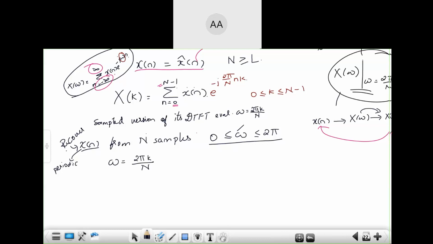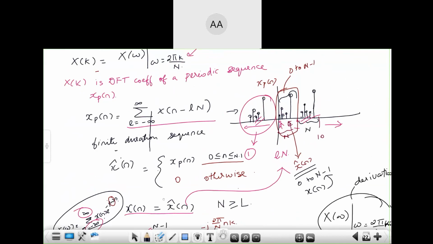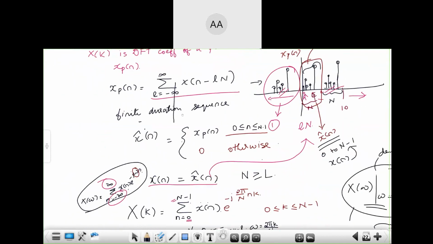This I showed you, right? You are going to plot this. You have your x of n value. I erased it, I think. Okay.